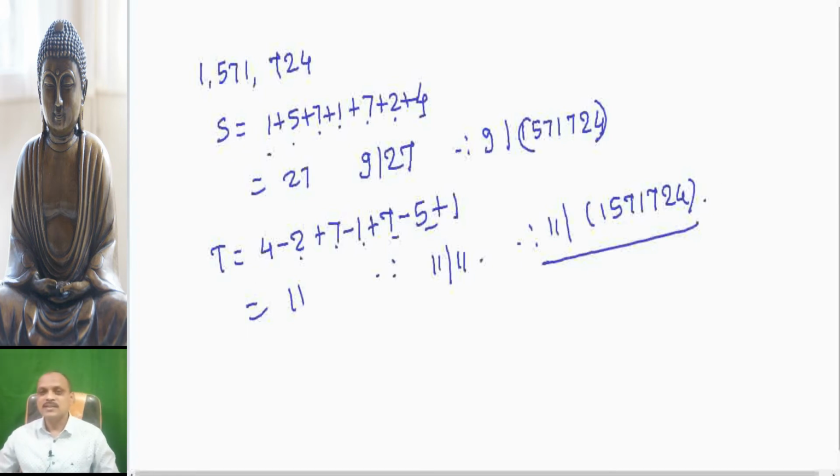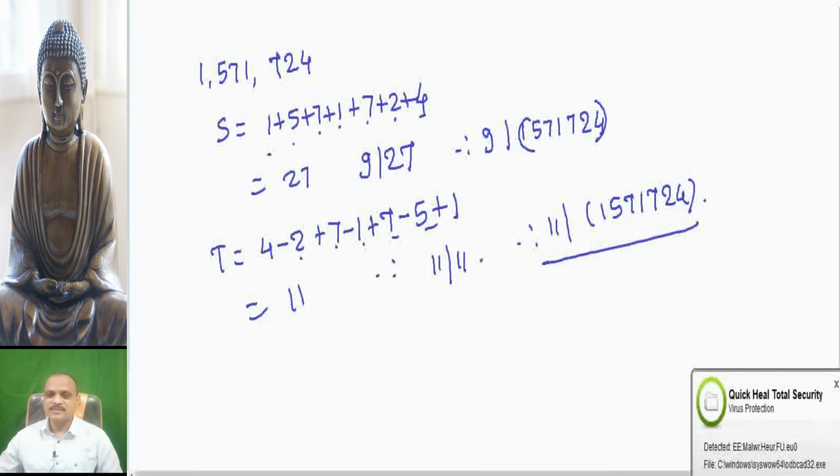The result is very useful for checking divisibility directly. In a very few seconds we can calculate whether the given number is divisible by 11. We can check whether it is divisible by 11 or not, whether it is divisible by 9 or not.